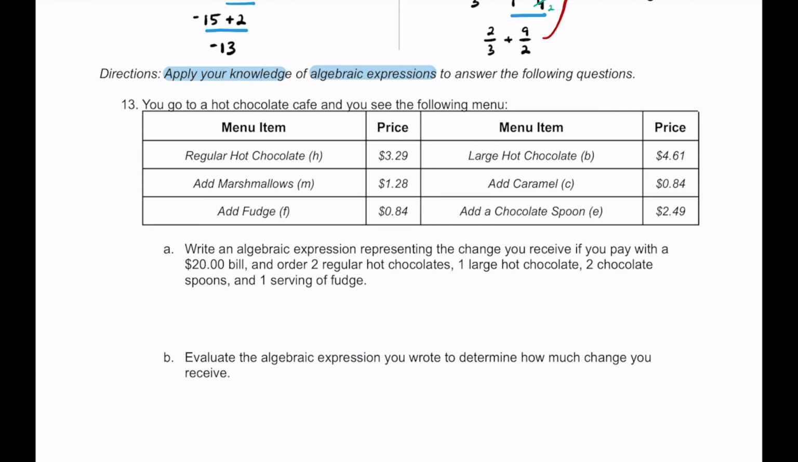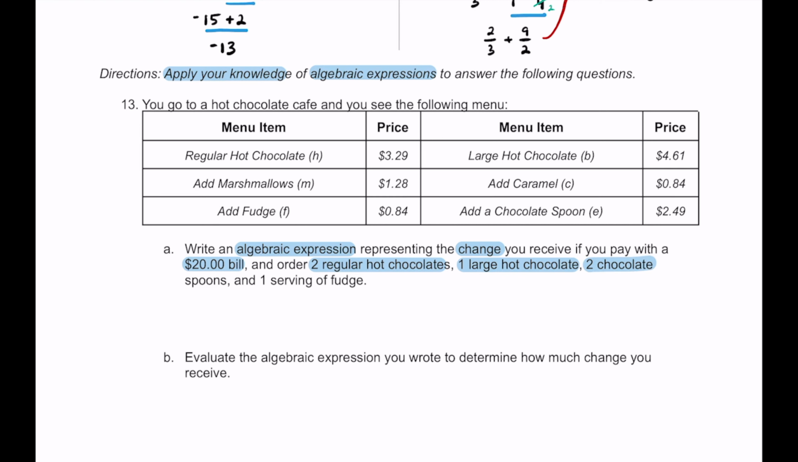So what are we going to do here? We are going to write an algebraic expression in part A representing the change, how much money you get back from this hot chocolate cafe. We're going to be paying with a $20 bill. We're going to order 2 of these regular hot chocolates. We're going to order 1 large hot chocolate.